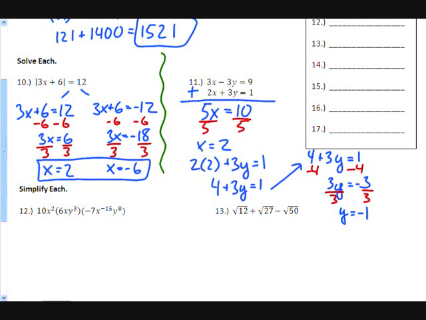And I can write this answer as an ordered pair. The x value is 2, the y value is negative 1, so it's the ordered pair (2, -1). Okay, it's just a nice way to write an x and a y value that go together.